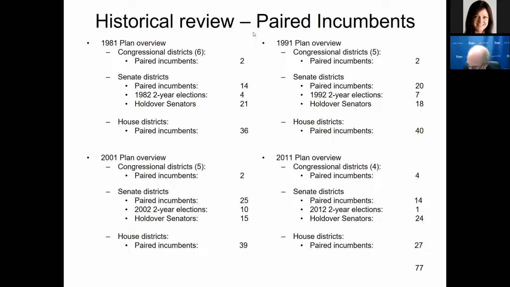And this slide demonstrates the impact of drawing congressional and legislative district boundaries without regard to political considerations by showing the number of incumbents paired in each adopted plan. As you can see, in each cycle, members of Congress, the House, and the Senate have been paired in the plan adopted.